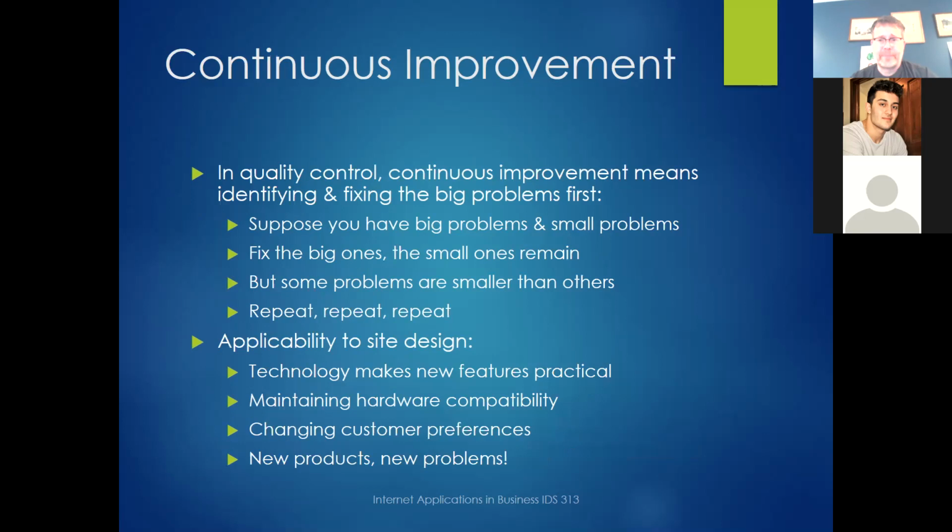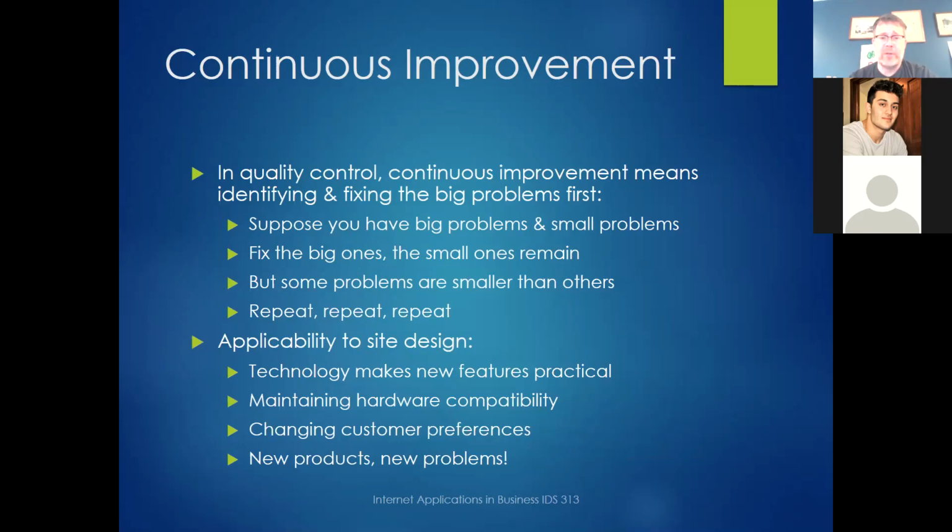Continuous improvement. Continuous improvement is an operations principle that says, basically, you attack the big problems first and fix them. Once those are fixed, you go after the smaller problems. And you repeat that until the problems are so small that you can't seriously or effectively pursue them.